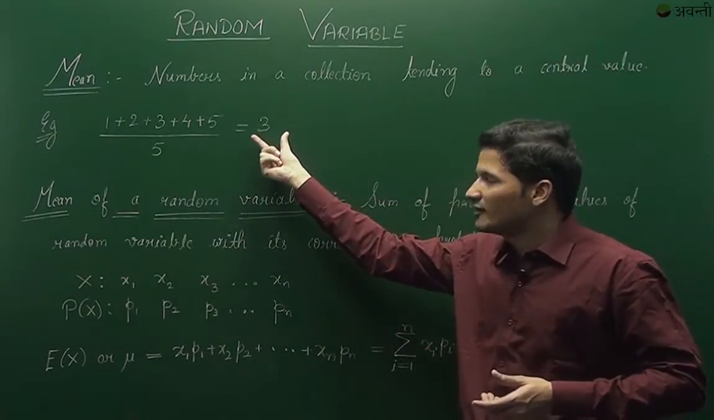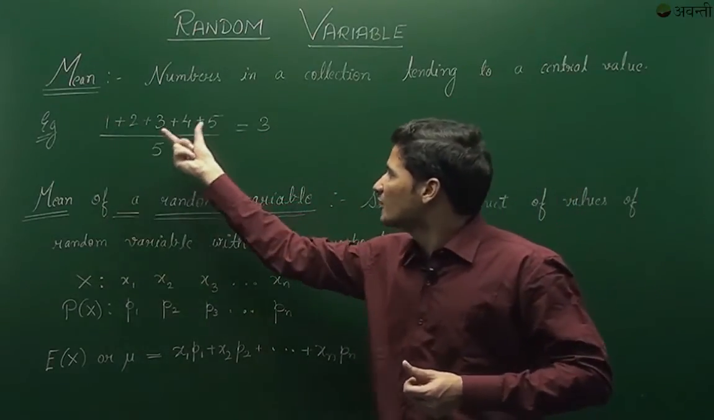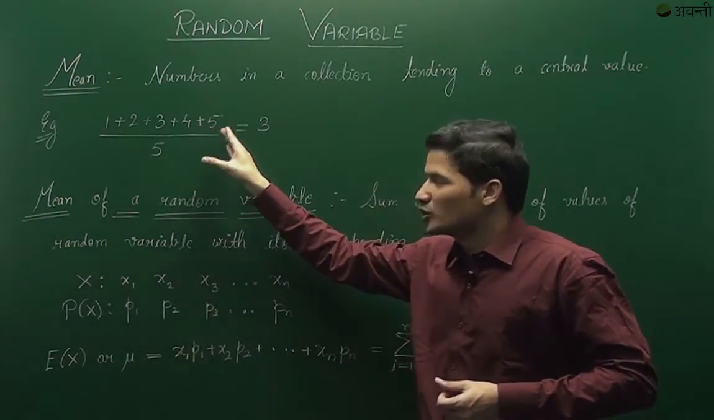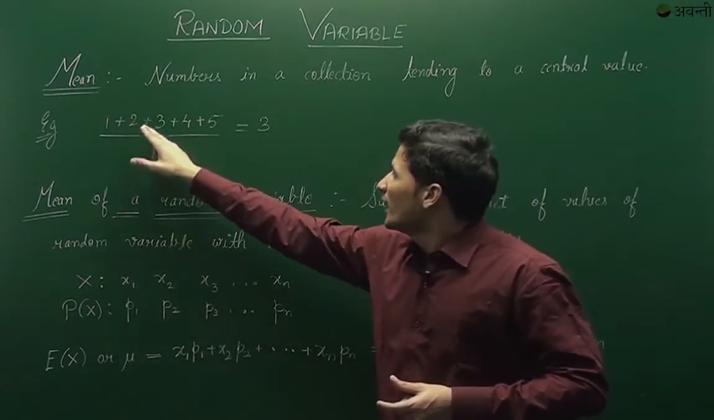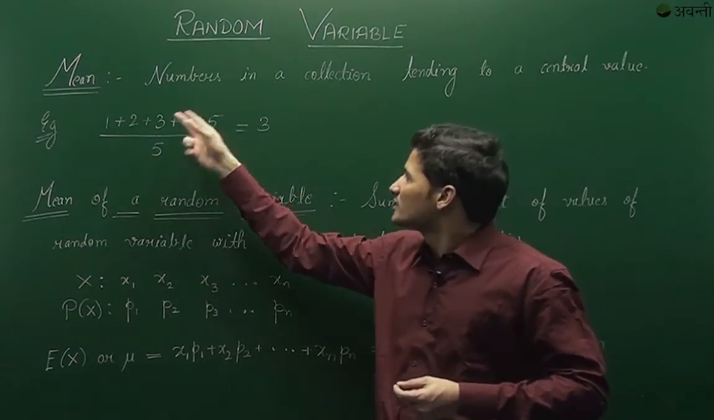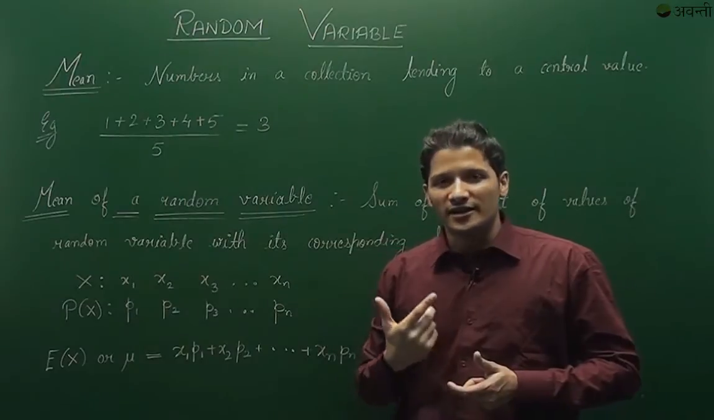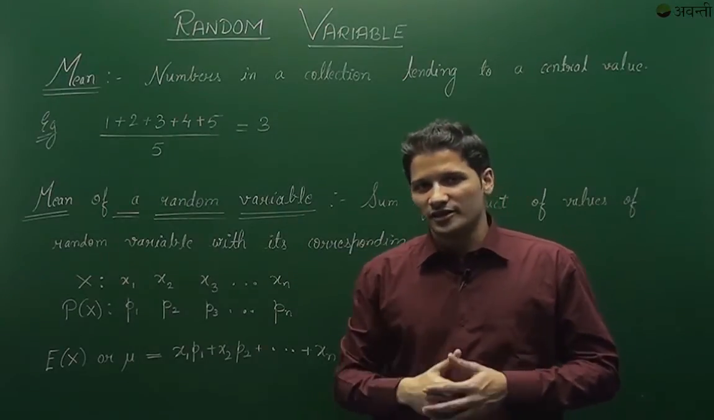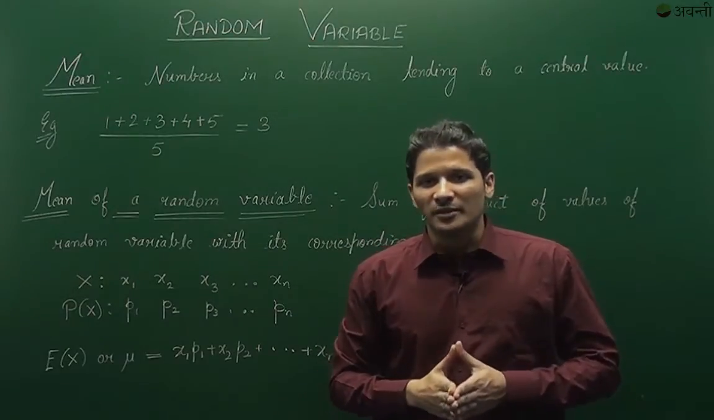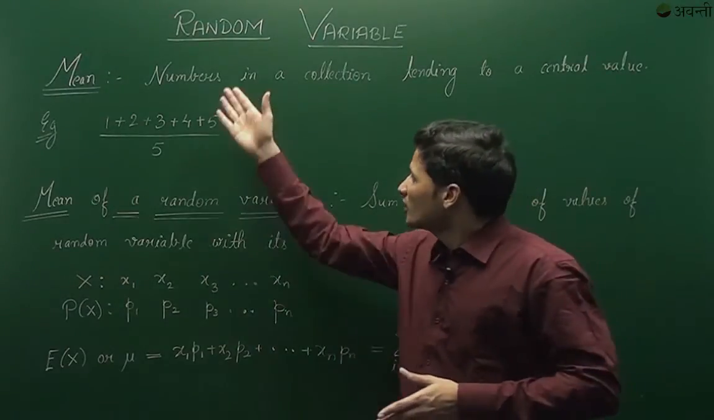So 3 is a central value towards which all these 5 numbers are going to tend. For example, 1 and 5 are going to tend towards 3 by 2 units. 2 and 4 are going to tend towards 3 by 1 unit, and 3 towards 3 by 0 units. So 3 is a central value, and that is called the average. Now, in case of a random variable, mean of a random variable is defined differently, not in this way.